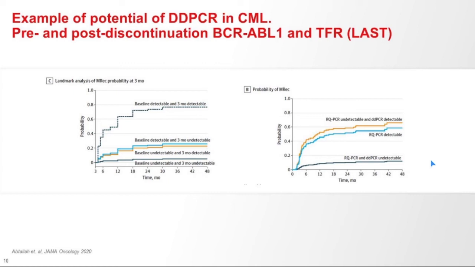Typical PCR was done on these patients, and then we also did a droplet digital PCR, which is about a half log more sensitive. And I think the most important curve here is on the right. These are looking at patients before discontinuation, and you found that people who were undetectable by regular RT-PCR but detectable by digital PCR had a very, very high relapse rate. Those who were digital PCR undetectable had a very low relapse rate.